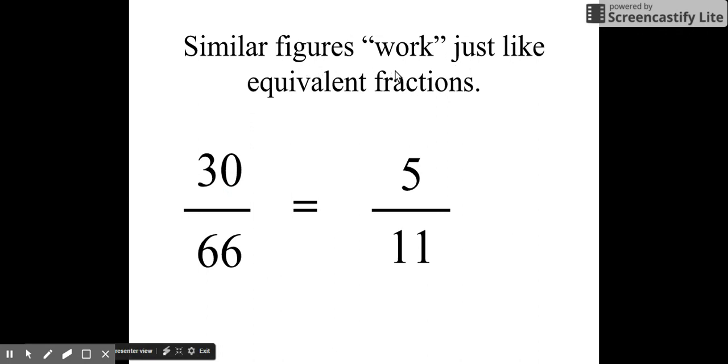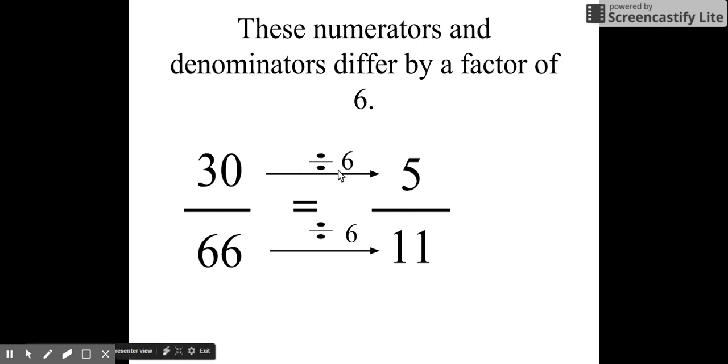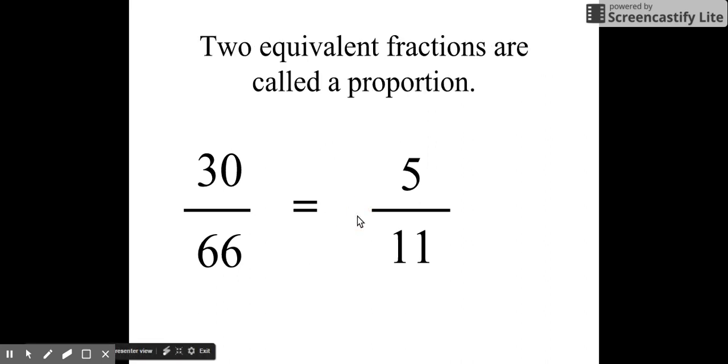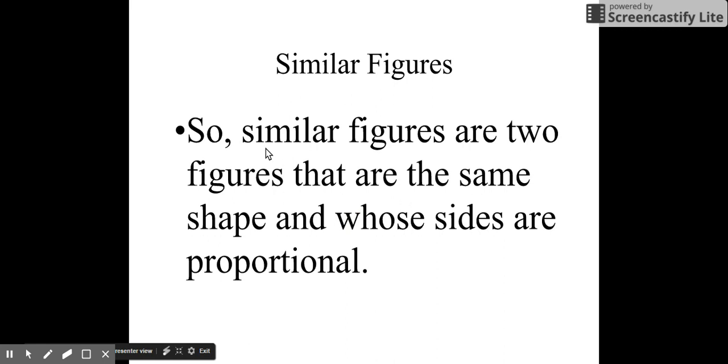Now, similar figures work just like equivalent fractions. So if you haven't quite picked up on it yet, all we're doing is an equivalent fraction. The division by 6, and then another side has to be a division by 6. Okay, so similar figures are two figures that are the same shape, but the sides are proportional.